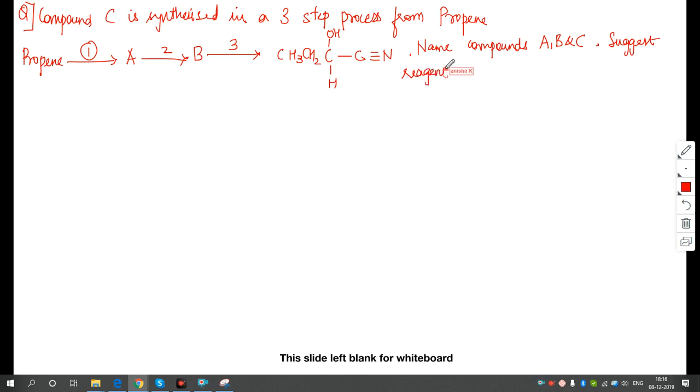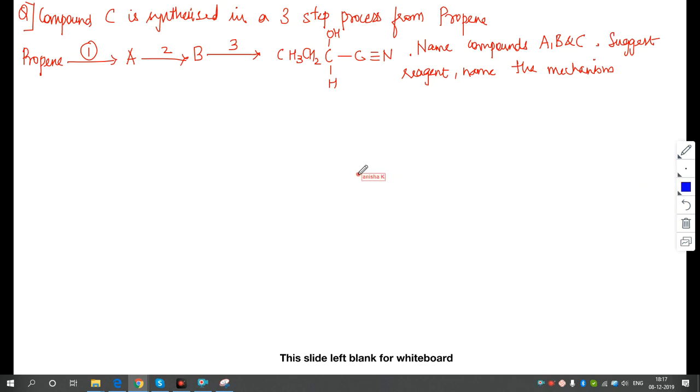Whenever they're asking a question like suggest a reagent and name the mechanism, you have to refer to the table and you have to answer them. Okay, this is a question. Now, how to do it? I'll help you with this one.